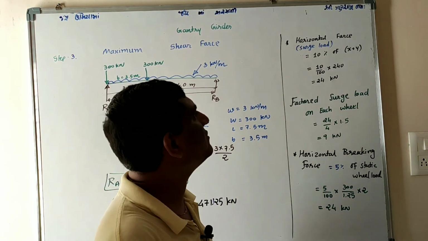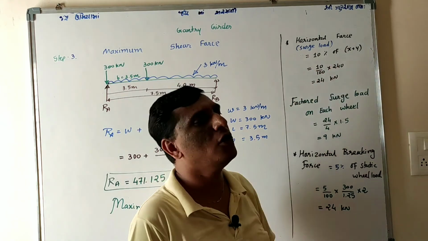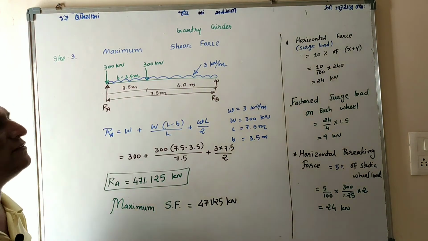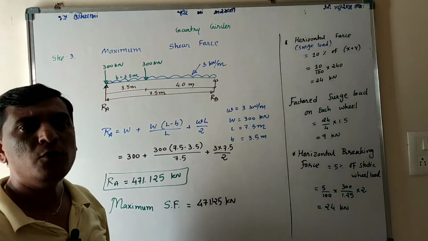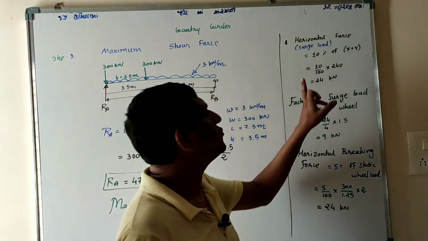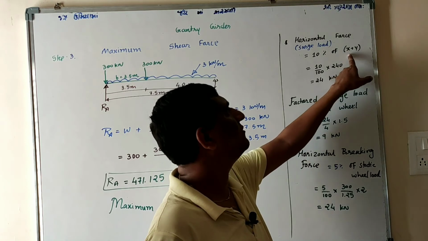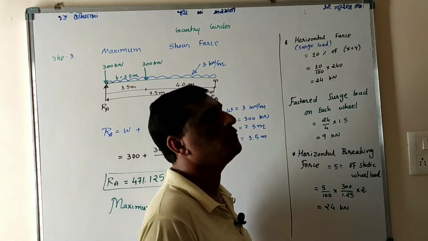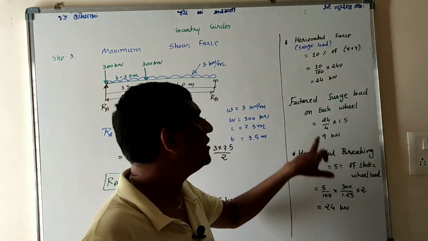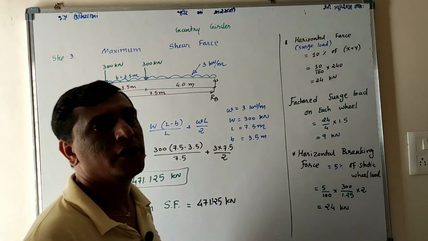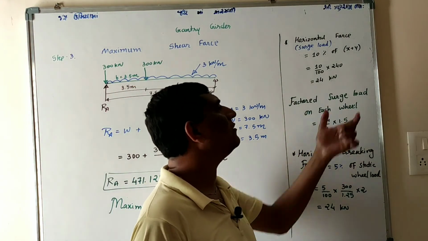Now the horizontal force is surge load. You can say that the surge load is 10% of X plus Y. Already mentioned, X is crane capacity and Y is the self weight of the trolley. So 10 divided by 100 for the percentage, and 240 is the total of X plus Y, so that is 24 kilonewton. Now the factored surge load is multiplied by 1.5, and for each wheel it is divided by 4. So we get 9 kilonewton as the answer for the factored surge load.